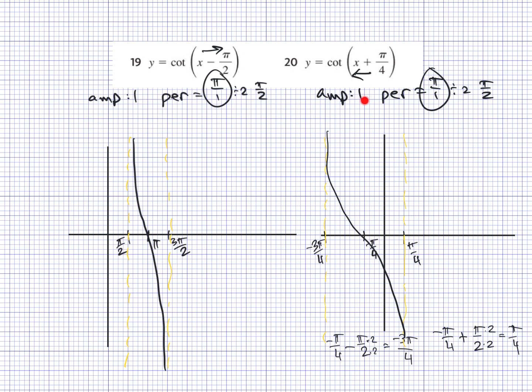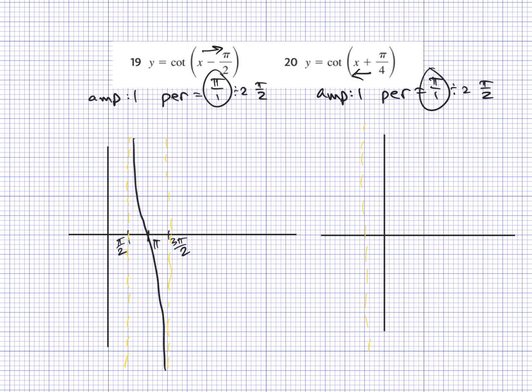Cotangent again, amplitude's 1. And so pi over 1 is our period. Divide that, and we're going to shift left by pi over 4. All right. So that means our, and this is done wrong, I'm confusing all the tangents and cotangents. I'm glad I went back over this. Sorry about that. So our asymptote moves to the left by pi over 4. So our asymptote is right here at negative pi over 4.